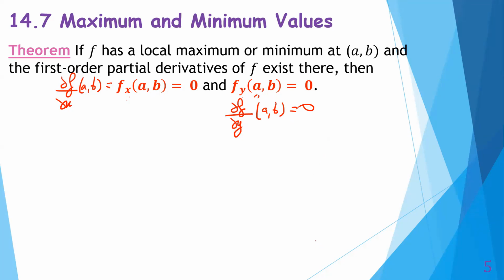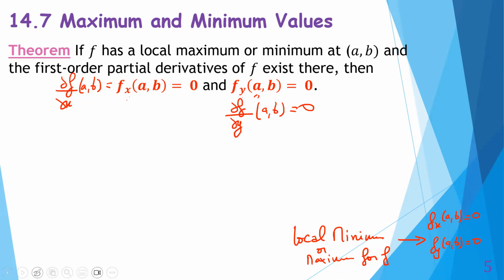But here we have only one way. If f has a local minimum or maximum, this means that necessarily f_x at (a, b) equals zero, and all first partial derivatives equal zero. But the problem is that we have only one way; we don't have the other way. We'll see that if the first partial derivatives equal zero at (a, b), this doesn't mean that necessarily we have a minimum or maximum.